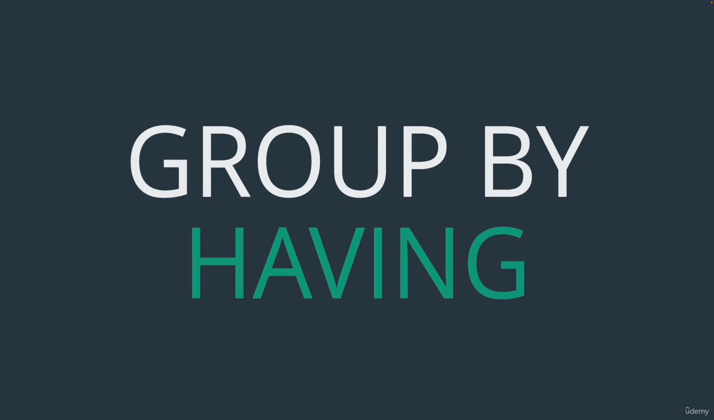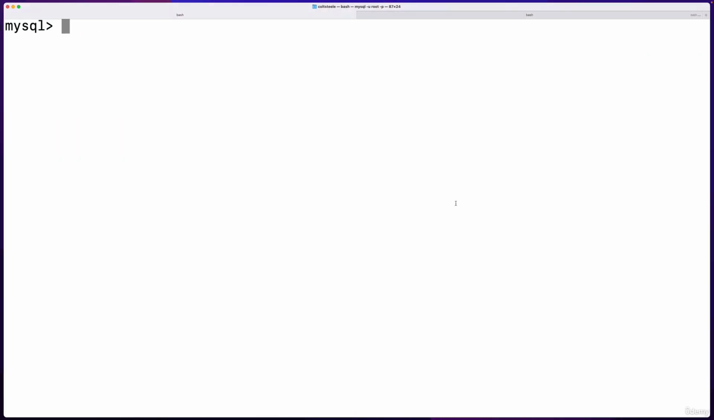Next up, some other clauses we can use that work with group by. The first of those is having. The having clause is used to filter the groups that we get back from group by. So let me show you an example.